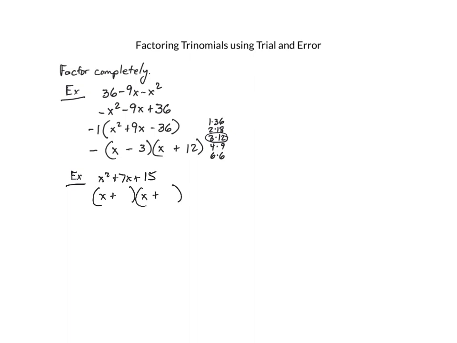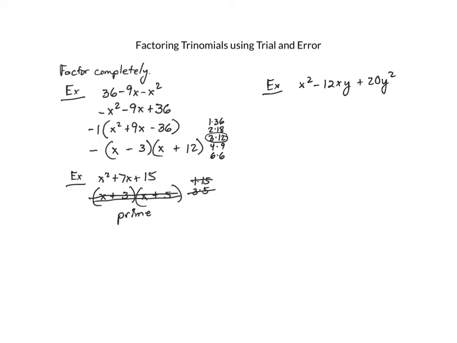Now the possibilities are 1 times 15 or 3 times 5. If we pop in the 1 and the 15, notice we would get a 16x in the middle. So that doesn't work. If we pop in the 3 and 5, we would get an 8x in the middle. So that doesn't work. But we've exhausted all of the possibilities. So in fact, the original problem is not factorable, and you would just write prime.